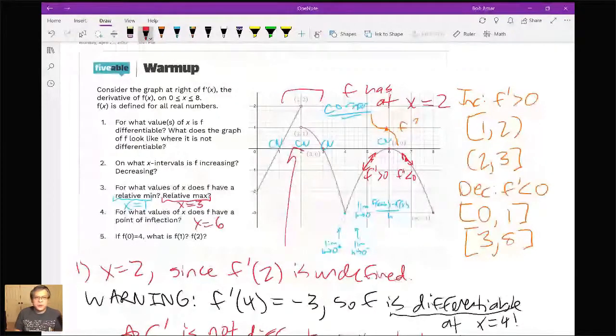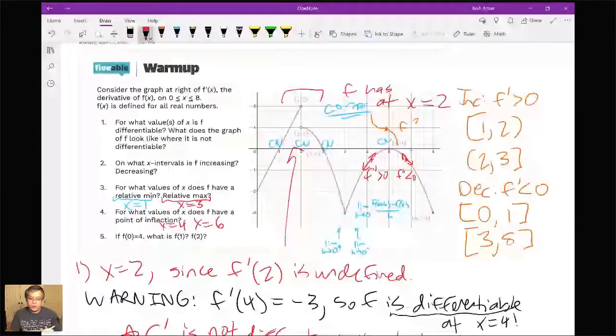Anybody see any others? x equals 4. Okay, same thing happens there. Even though f double prime doesn't exist, that is still a point of inflection because f is in the domain, or 4 is in the domain.